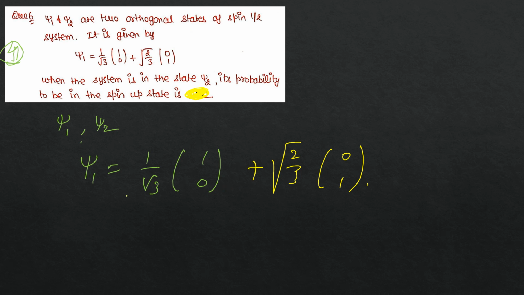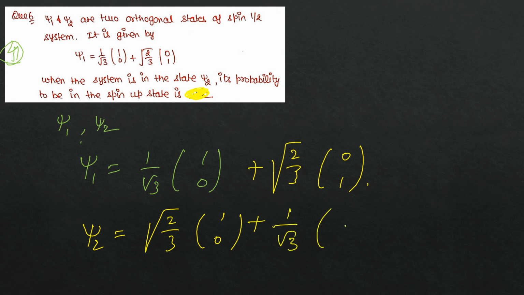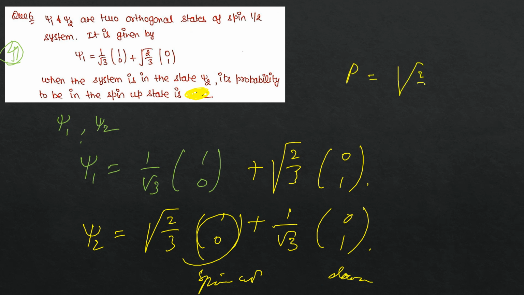See, this is your psi1. So can you tell me how much psi2 will be? These are two orthonormal states, so psi2 will be root over 2 by 3 (1, 0) plus 1 by root 3 (0, 1), isn't it? Alright. This is spin up and this is spin down. So the probability of psi2 being in the spin up state, P2, is root over 2 by 3 whole squared. So the answer is 2 by 3.